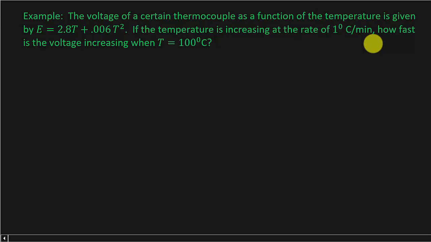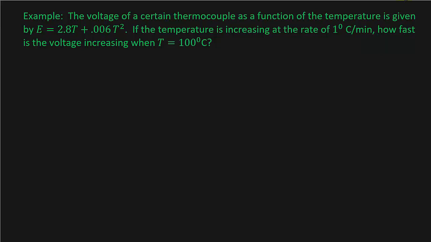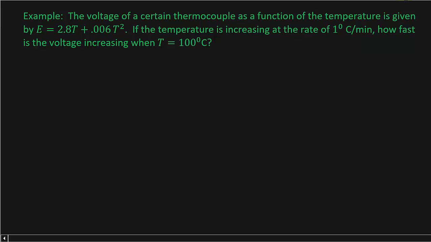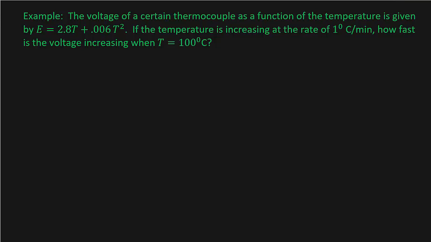So the first example: the voltage of a certain thermocouple as a function of the temperature is given by E equals 2.8T plus 0.006T squared. If the temperature is increasing at the rate of 1 degree Celsius per minute, how fast is the voltage increasing when T equals 100 degrees Celsius? All right. So E represents the voltage. T represents the temperature.